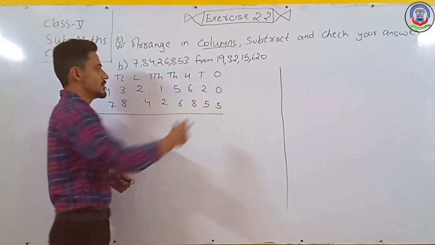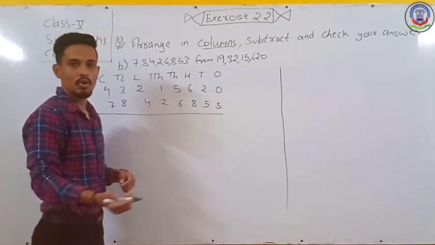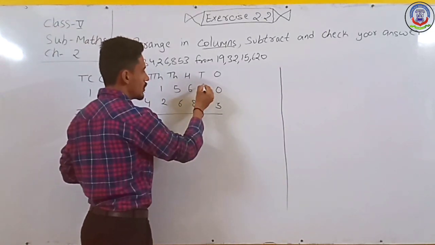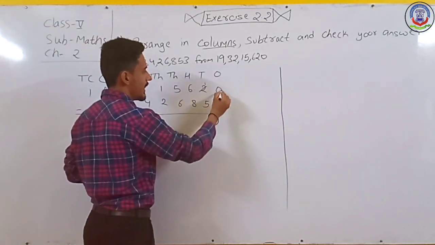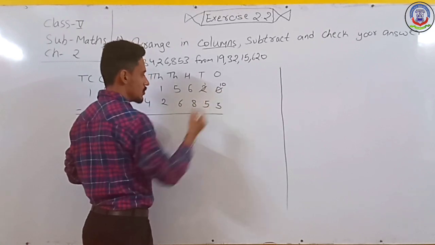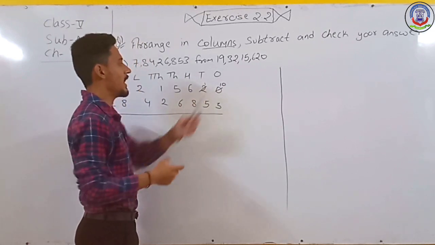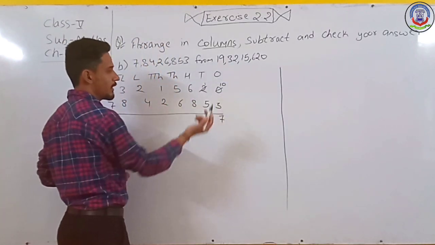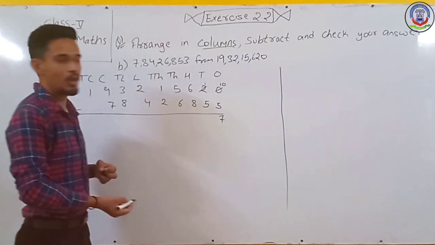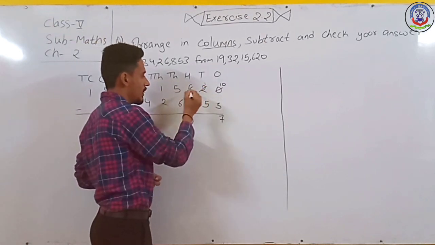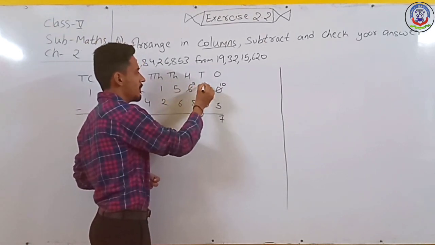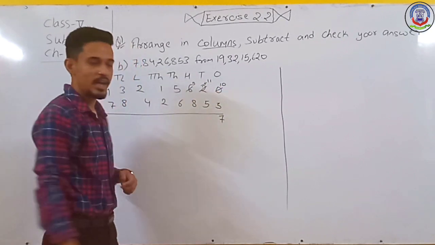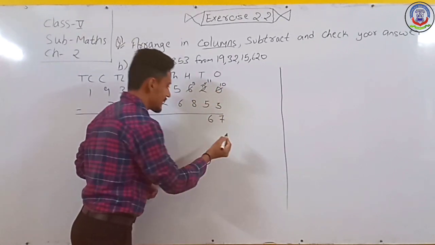We have 0 subtract 3. So we know 0 is a smaller number than 3, so we borrow from 2. So 2 becomes 1 and 0 becomes 10. So when we subtract 3 from 10, we get 7. Next we have 1 subtract 5. Same, 1 is smaller than 5, so we borrow from here. This becomes 5 and this becomes 11. So 11 minus 5 is 6.